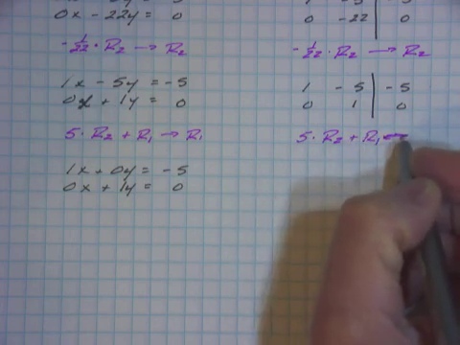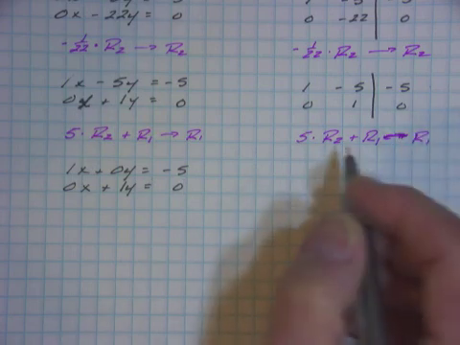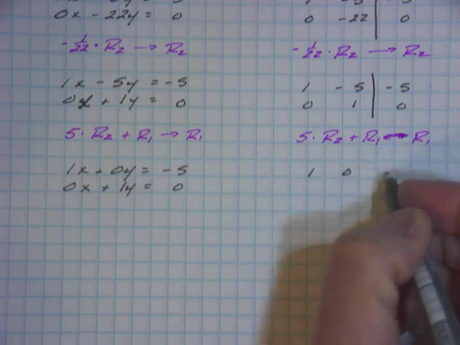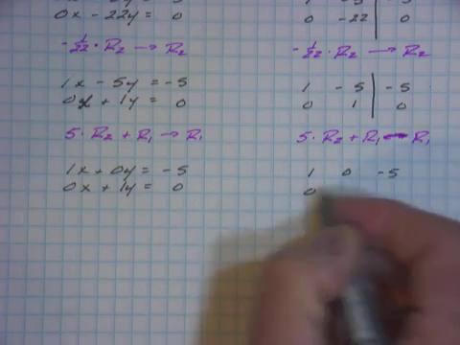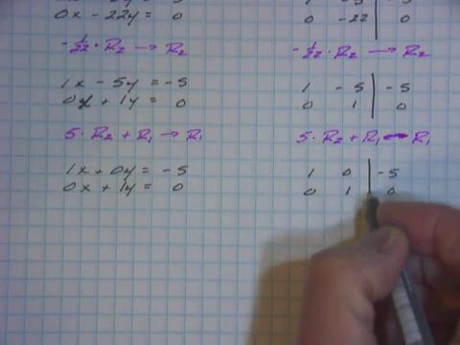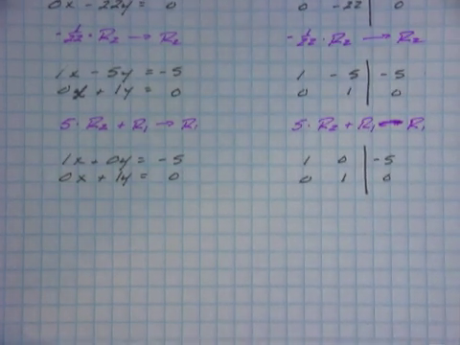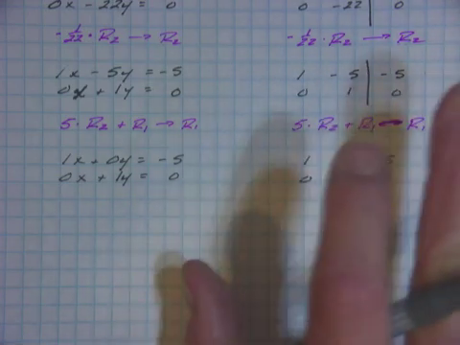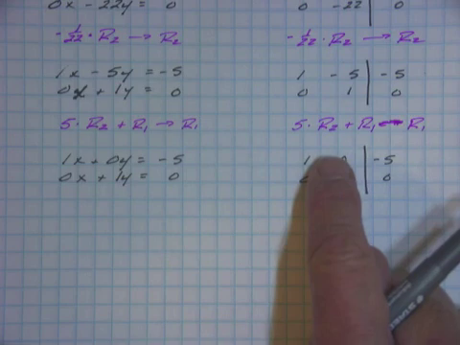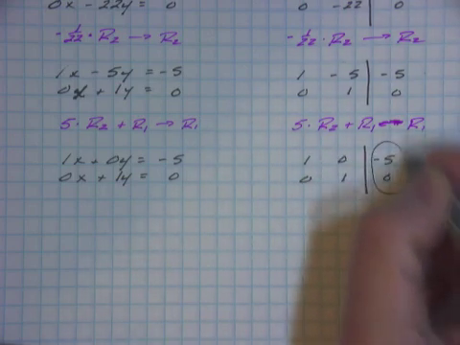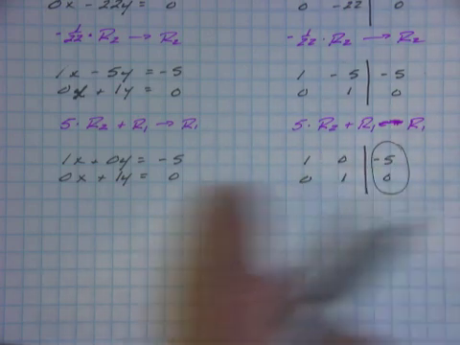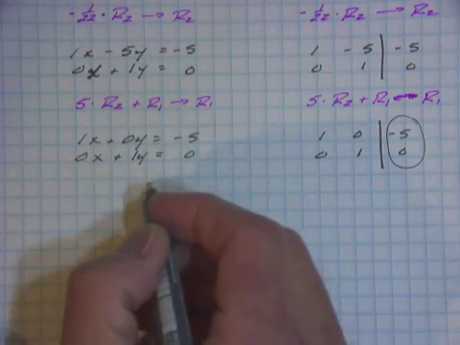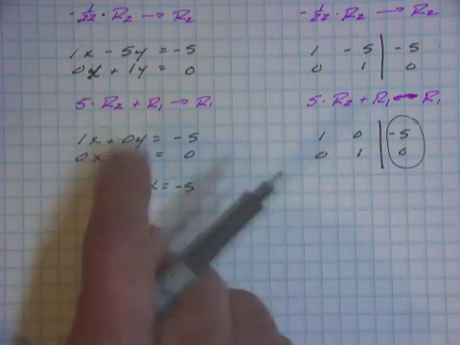Over here on this side, it's 5 times row 2 plus row 1 becomes the new row 1. And what we get there is a 1, 0, negative 5, 0, 1, 0. All right, well, what are you starting to notice? Do you see the identity matrix there? So what Gauss is finding out is, if I can make this side the identity matrix, then right there are my answers. There's the x value and the y value.